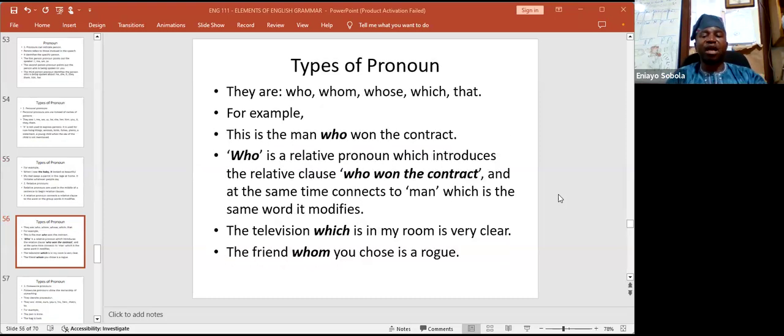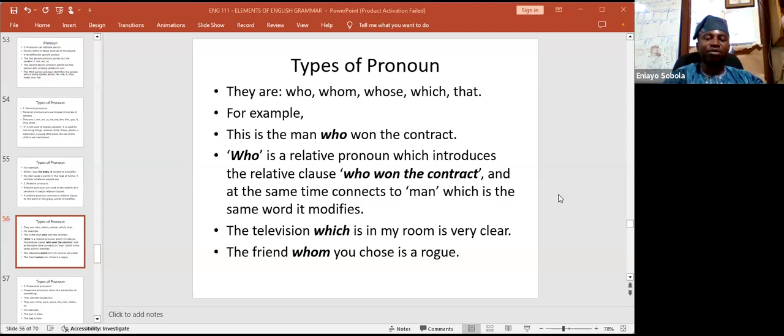Examples of relative pronouns are who, whom, whose, which, and that. For example, that is the man who won the contract. Looking at this, you know that who is a relative pronoun which introduces the relative clause, who won the contract, and at the same time connects the relative clause to man, which is the word the relative clause modifies. It introduces it and connects it to the noun it modifies.